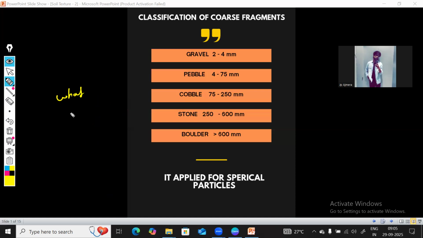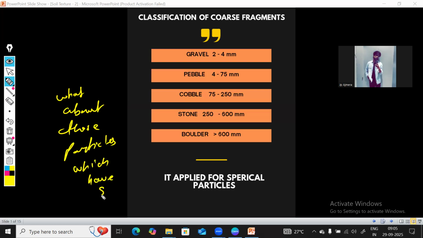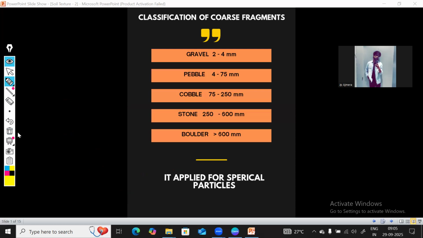So what about those particles which have size more than 2 mm? What do we call them? What is their classification? Let's go through that. It is the classification of coarse fragments. The particles whose size is more than 2 mm, we call them coarse fragments.